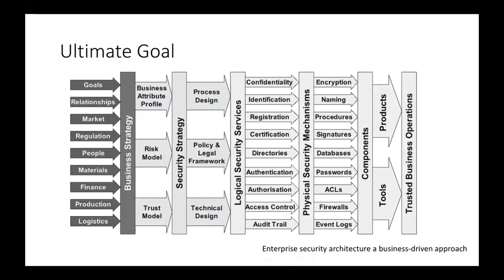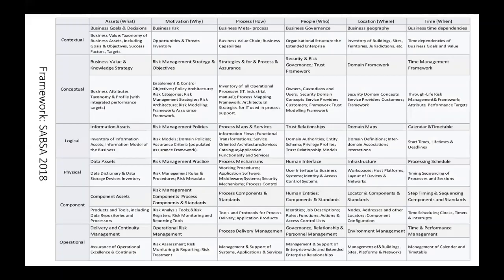Now, this is the ultimate goal. The ultimate goal is basically to have trusted business operation. And in order to achieve this, if you look at the left side, you have the business strategy, the most on the left. You then develop business attributes, risk model, trust model, and then you can have a security strategy, and then you move on to policies, framework, technical design, and process. These are the different layers, and we'll be talking about them in a bit more detail.